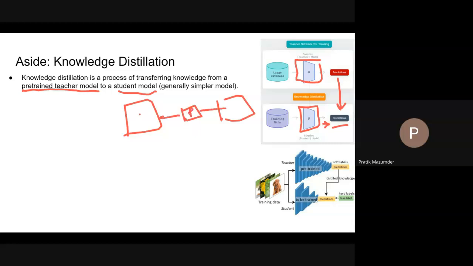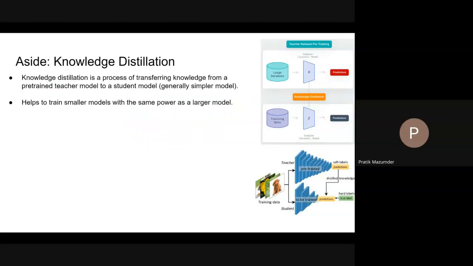So you want to trade off the size requirement as well as the performance requirement. You are using a smaller model, but it has a performance that is maybe closer to your larger model. That's the general idea of utilizing knowledge distillation, and we'll see how to roughly do that.